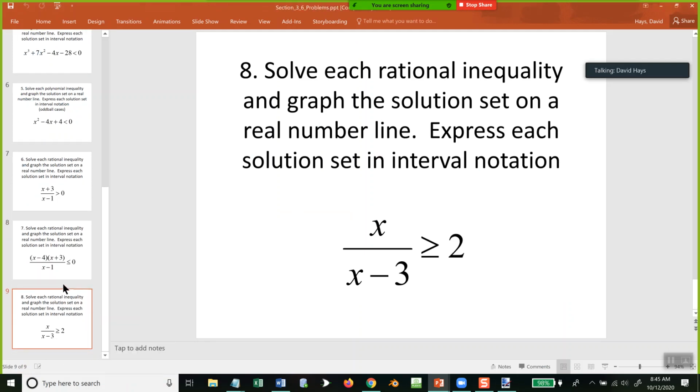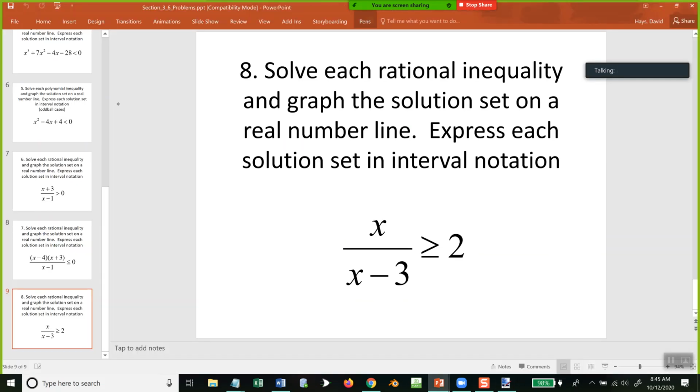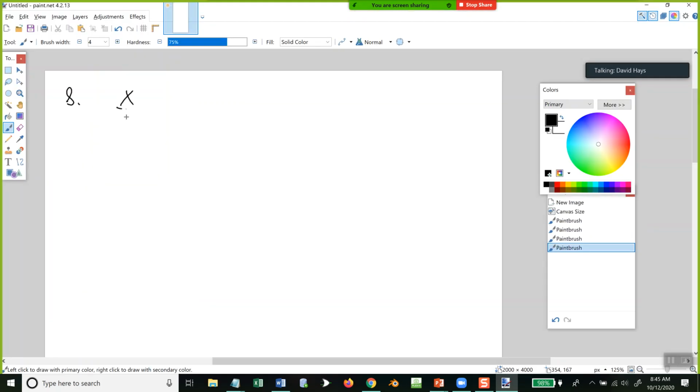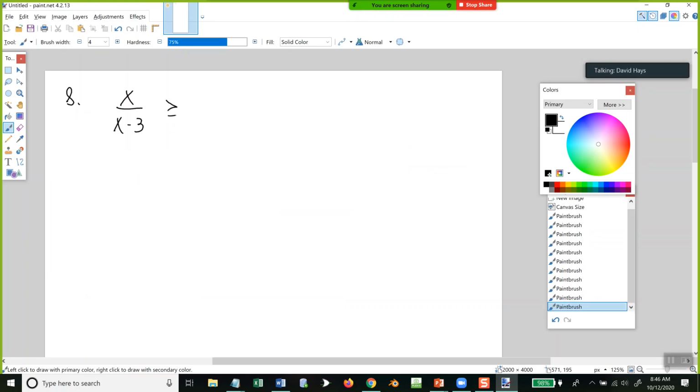Okay, that's a problem here. X over x minus 3 greater than or equal to 2. Step 1. What's wrong? This one does have a number. Step 1, get everything on the left side, 0 on the right side. So I take 2, move it over. Take anything across your inequality, sign changes, just like before.